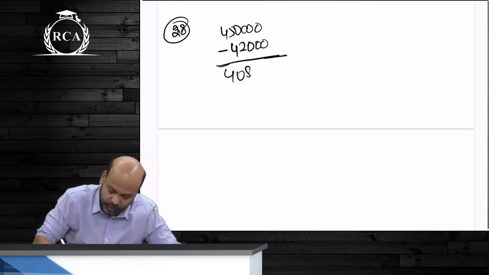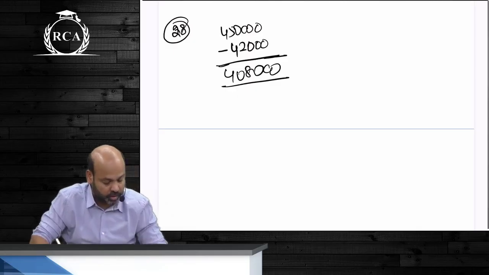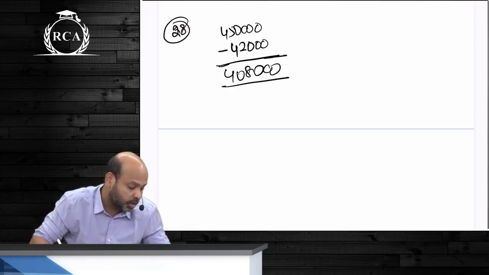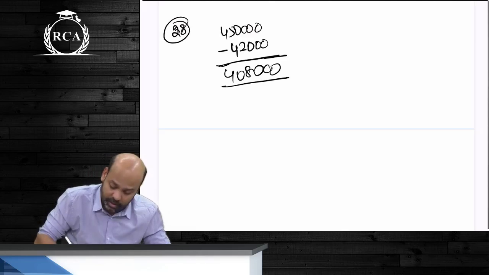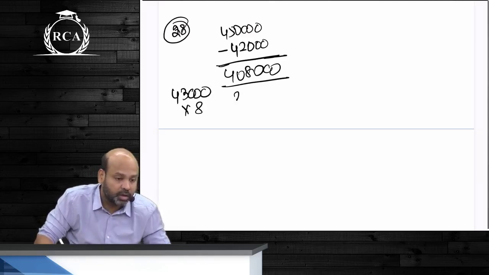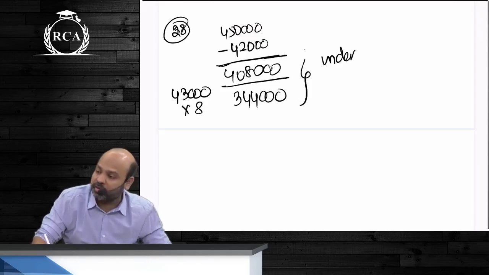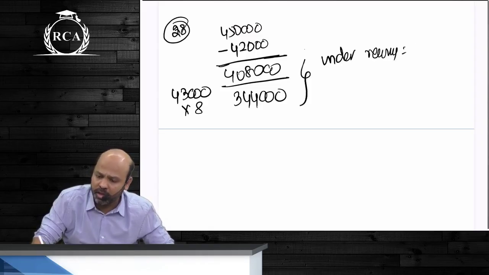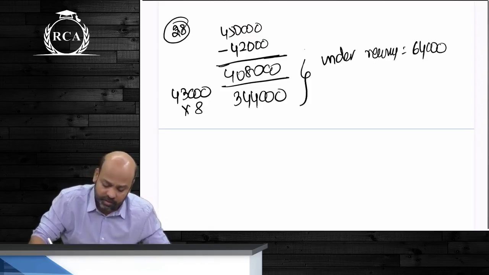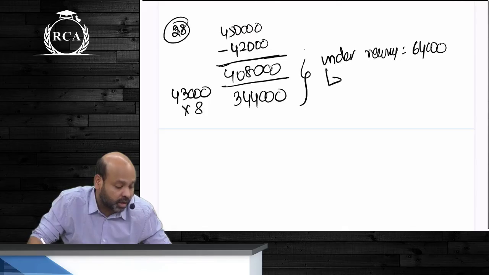Correct. 4,08,000 बेटा. How much is your overheads absorbed? Yes sir. नहीं, क्वेश्चन पूछ रहा हूँ. 43,000 into 8, 44,000. How much is the amount of under recovery? Guys, stop talking. Under recovery 64 बेटा. ये 64 में कितना defective है?